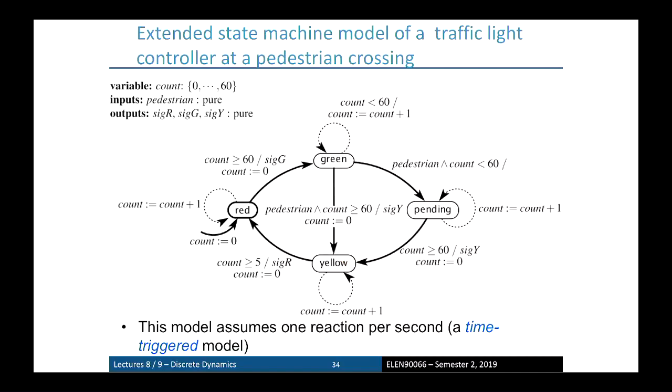We've got the case where a pedestrian has come along and the count has already, if you like, expired. It's got above 60. It's been sufficient time for cars to come across. Then it goes straight to yellow. So you immediately signal SIG-Y, that pure signal goes to the output, reset the counter and go to yellow. In yellow, we keep counting, and once count gets above 5 this time, it's only a short yellow state, we go back to the red state.